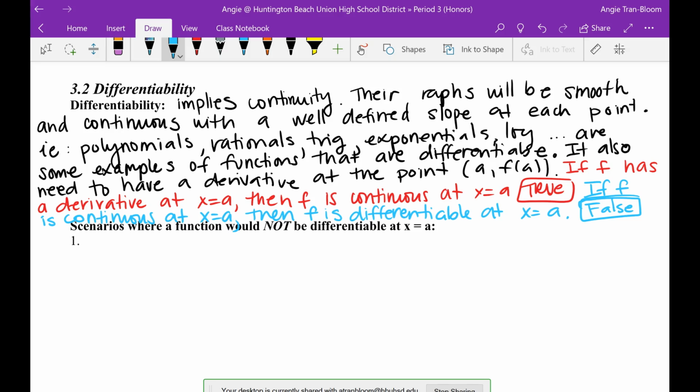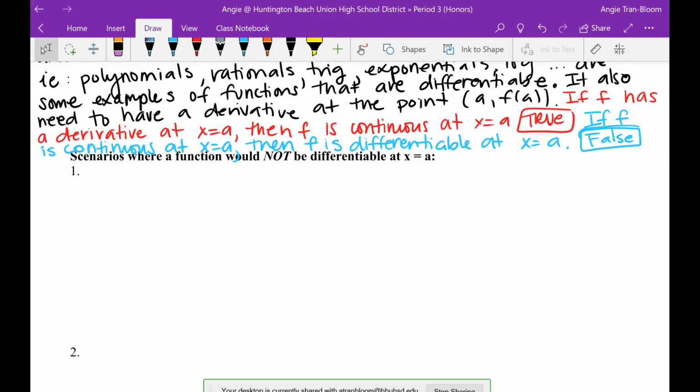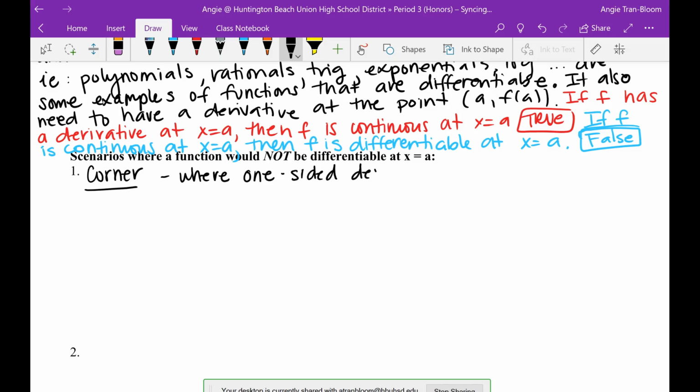Here are 4 cases when it is not going to be differentiable at a particular location. The first one, we're going to call a corner. A corner is where one-sided derivatives exist, but are different. What do I mean by that? Give me an example.